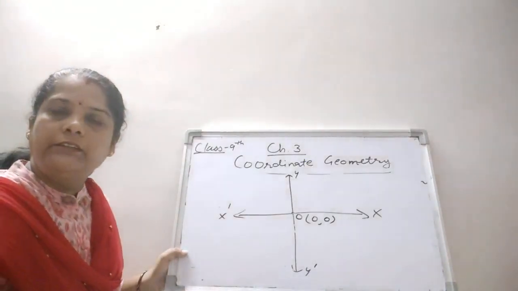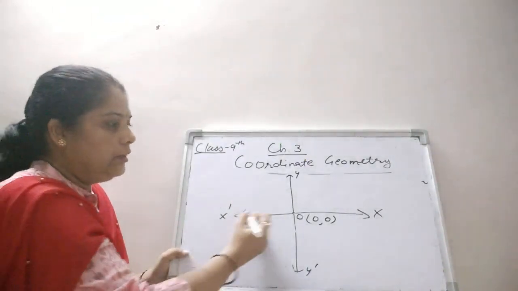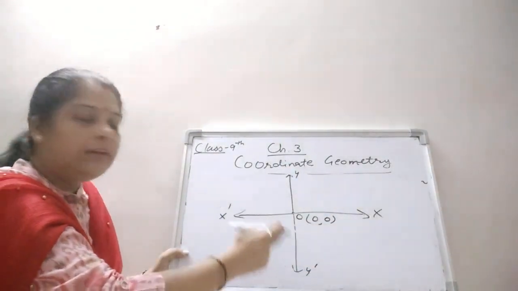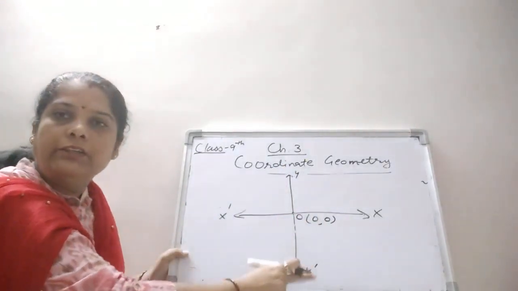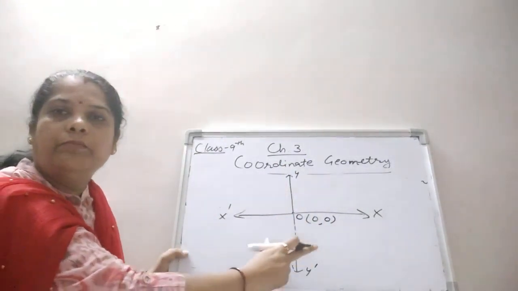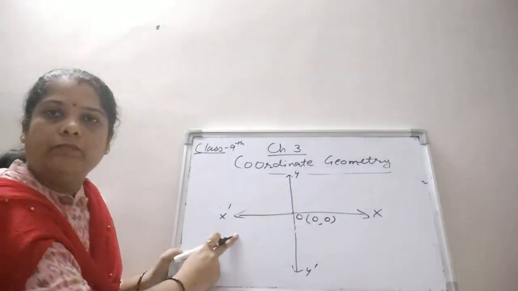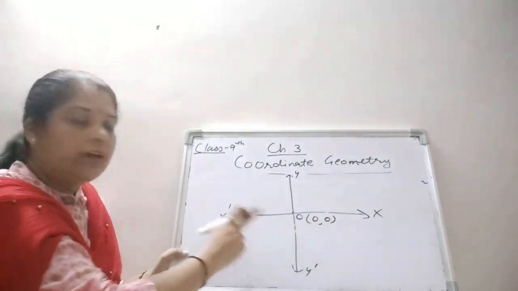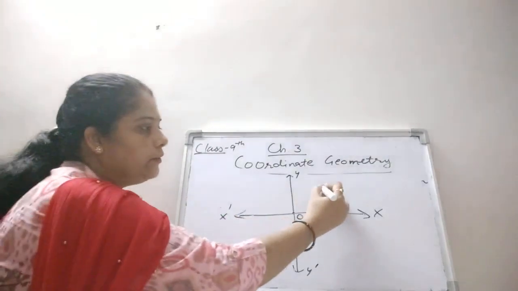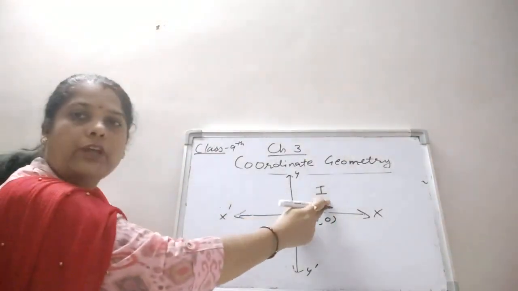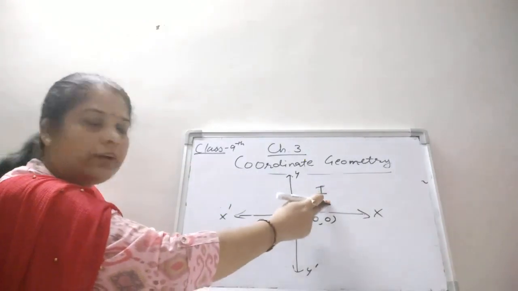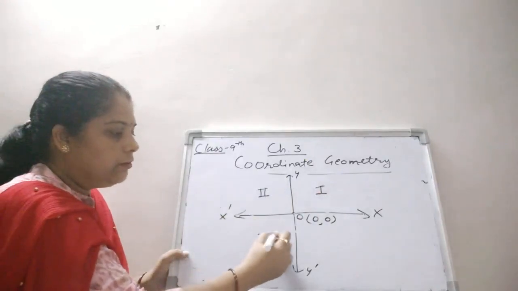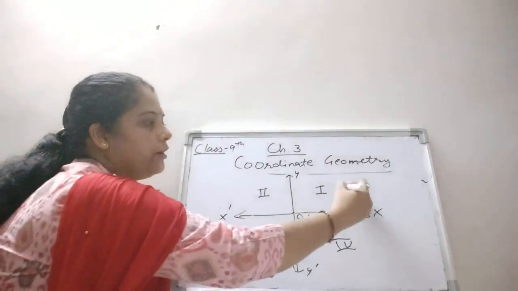This you have studied in class 8 also. Now this horizontal line is the X axis and this vertical line is the Y axis, and by intersecting these two lines we get the Cartesian plane. And when these two lines intersect, we get 4 quadrants. This is the first quadrant. We have to start from here only. This is the first quadrant and go anti-clockwise. This one is the second quadrant, this one is the third quadrant, and this one is the fourth quadrant.